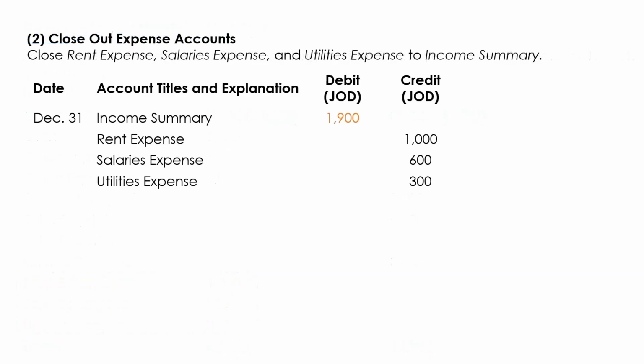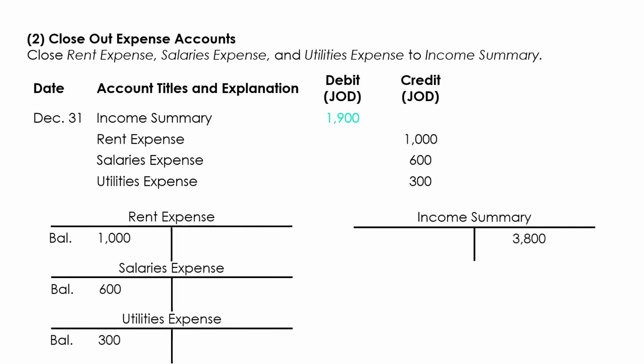So we record that total in the income summary account by debiting income summary for 1,900 Jordanian dinars. This action moves the period's total expenses into the income summary, where they will be compared with revenues to determine net income. Now look at the T accounts below.